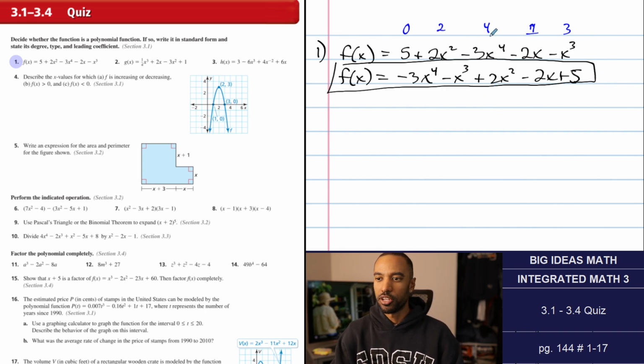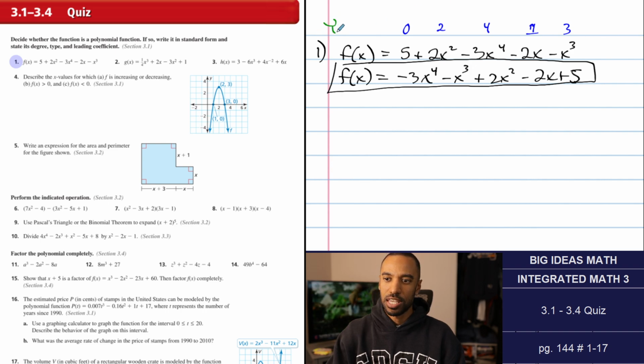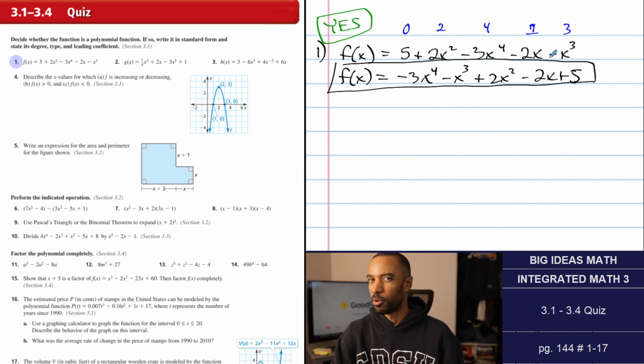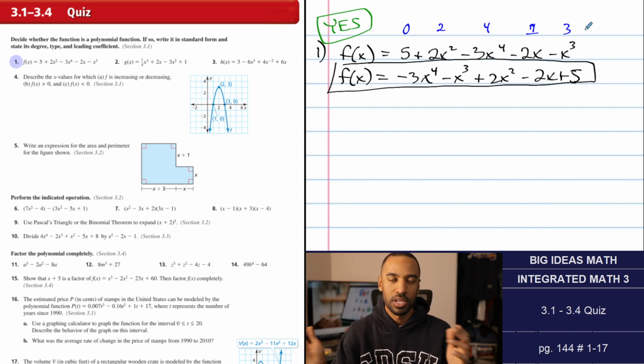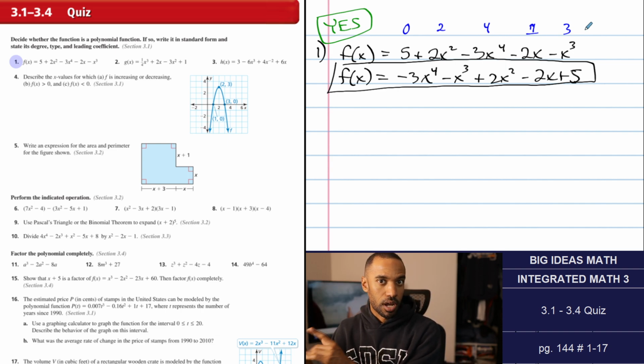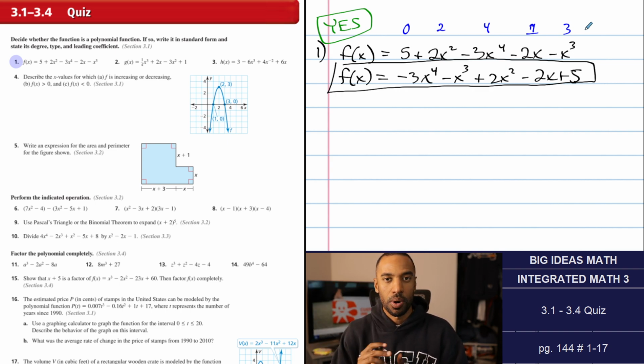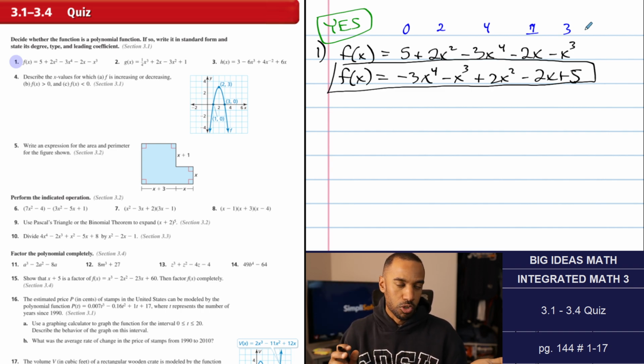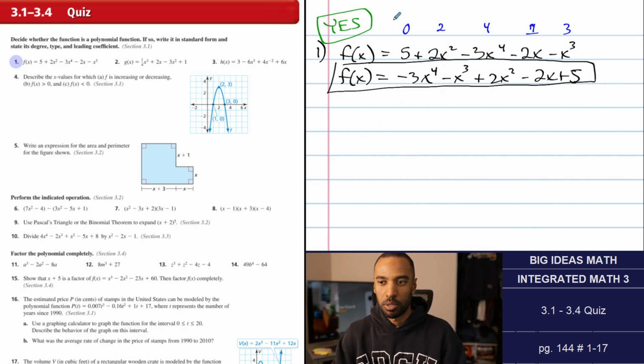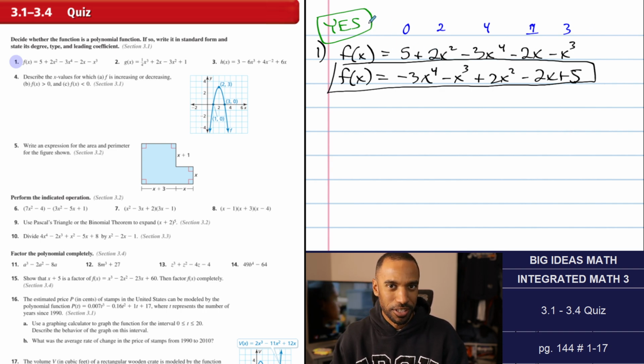Oh, decide whether it's a polynomial function. Yes, it is. Now, what makes something a polynomial function? It's that each term has variables with whole number exponents, and 0, 2, 4, 1, and 3 are all whole numbers. Negative numbers are not whole. Fractions and decimals are not whole. Irrational numbers, such as square root of 2 and pi, are not whole. Counting from 0 onward, those positive integers are whole numbers. This makes it a polynomial function. So when I said yes, I mean yes, polynomial.